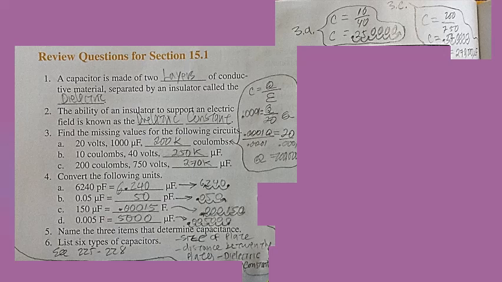Question 5, name 3 items that determine capacitance, and those are the size of the plates of the capacitor, the distance between the plates, and the dielectric constant, or the material of the middle part of the capacitor.